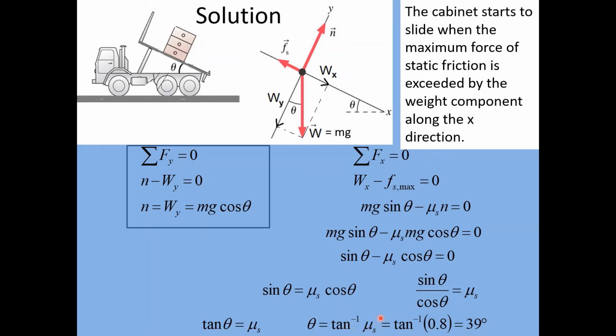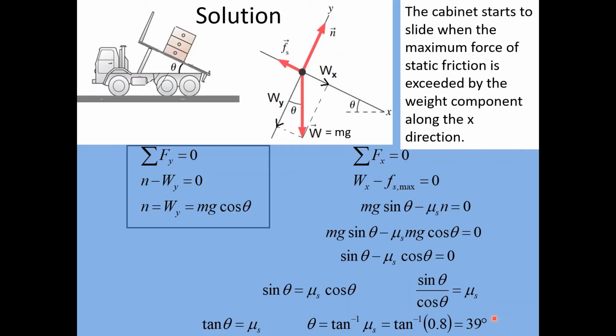And finally, we can plug in mu sub s. We were told that this is a steel file cabinet on a steel surface. So from the table, if you look up steel on steel, dry, no oil, for static friction, you'll find that the coefficient is 0.8. So that's this number here. On your calculator, be careful, make sure you're doing the inverse tangent of 0.8. You'll get 39 degrees. So that is our answer. It would start to slip at a 39-degree angle.